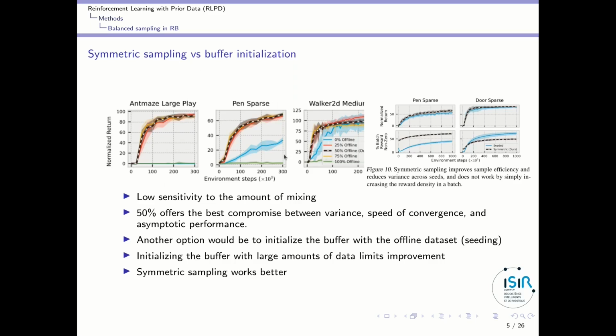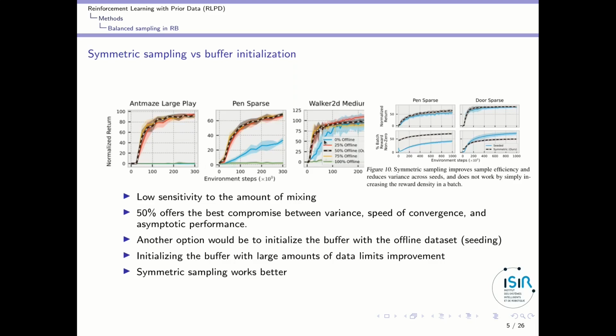First, with this figure, the authors show that using 50%, 50% or 25%, 75% mixing from both sources of data is equivalent. Okay, there is low sensitivity of the algorithm to the amount of offline versus online data. The only things that do not work are using 0% offline or 100% offline, which correspond to the green or blue curves.